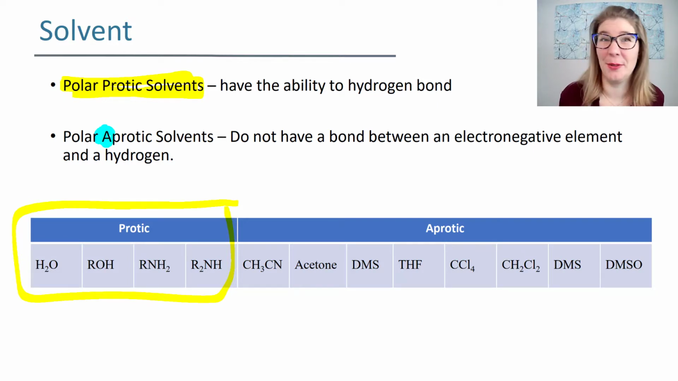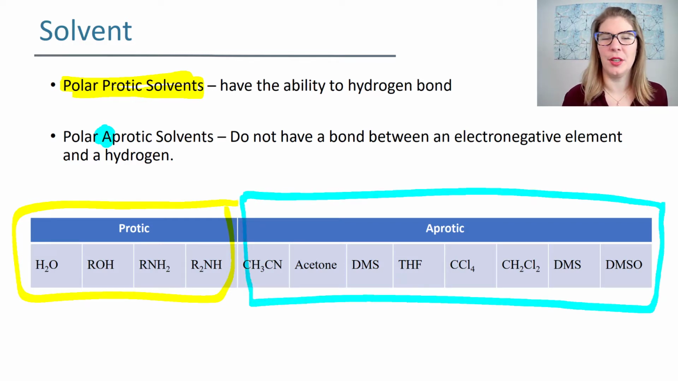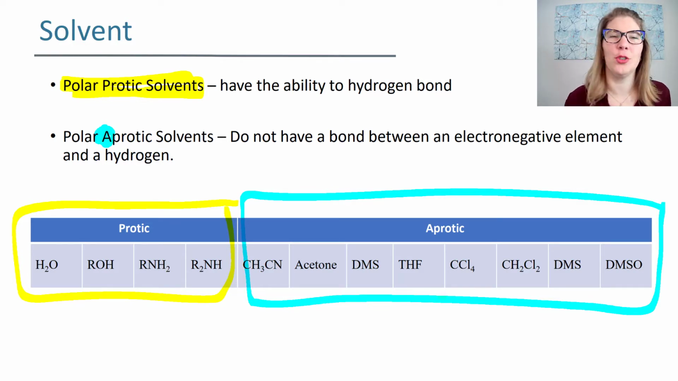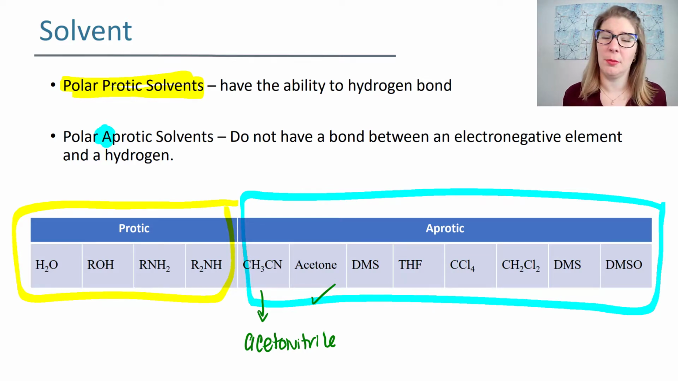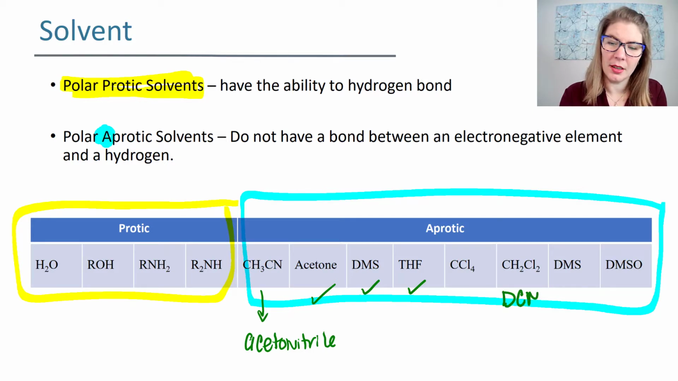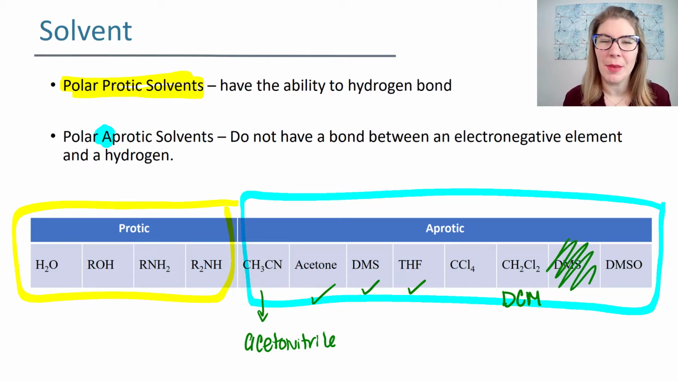And then we have a huge list of aprotic solvents. There's a lot more examples of aprotic solvents here than our protic solvents, and some of them are a little tricky in the sense that the structure for them isn't drawn. Like we didn't draw the structure for acetone. This one is called acetonitrile. And so sometimes you'll see people write the name, sometimes you'll see people write the structure. DMS is dimethyl sulfide, THF is tetrahydrofuran, CCl4 is carbon tetrachloride, CH2Cl2 is called dichloromethane, some people call it DCM, and DMS I already have over here, that's a duplicate, and DMSO is dimethyl sulfoxide.